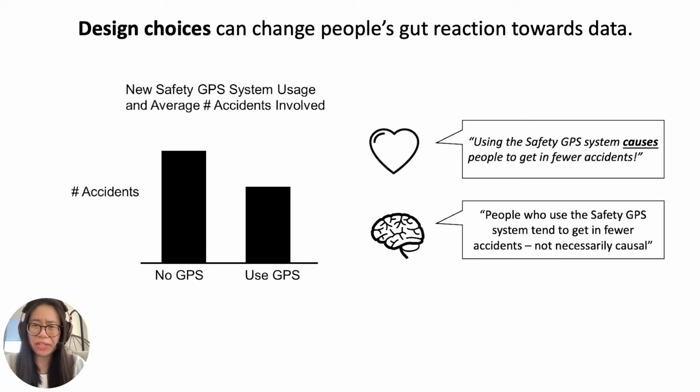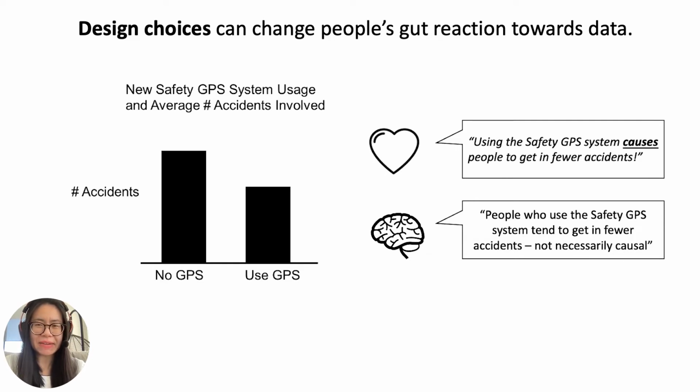Now, having thought about it a little bit more, you've probably realized by now that maybe there is a third variable at work. People who choose to use the safety system may drive more safely to begin with, right? Now, this is your rational system at work, but it's very slow. And this bar chart triggers this immediate gut reaction to draw causal conclusions.